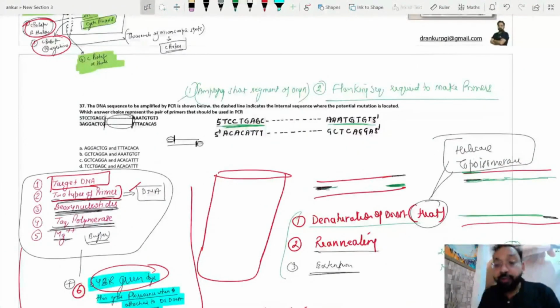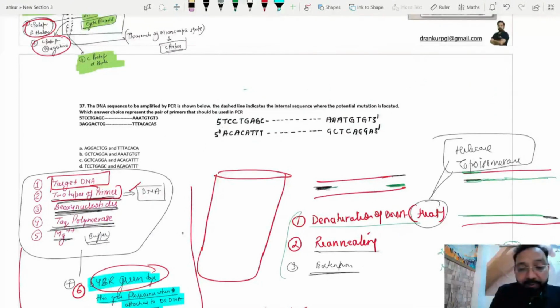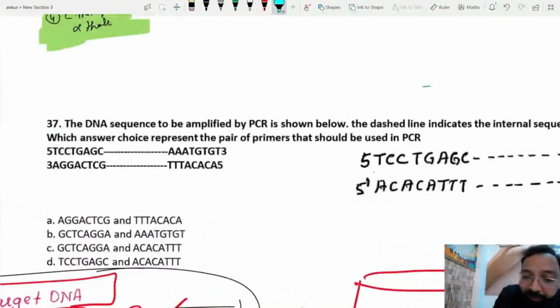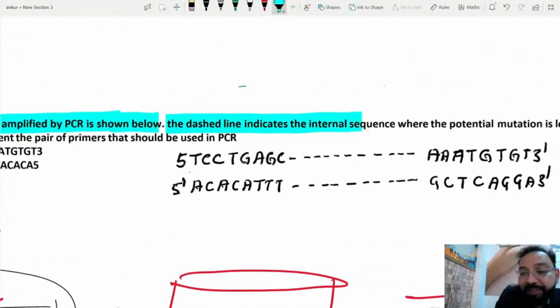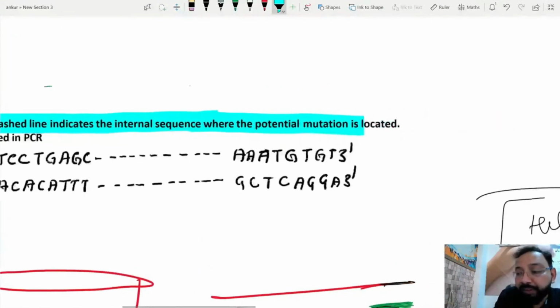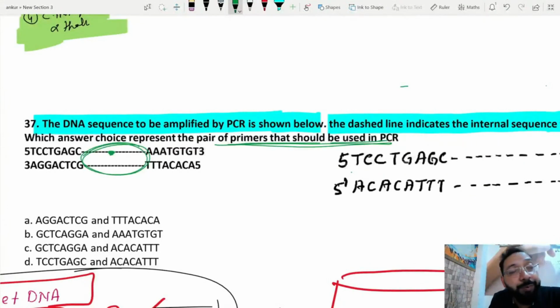Now a frequently asked question, once asked in our exam also: they give the nucleotide sequence of DNA and flanking sequence, and they ask the nucleotide sequence of the primer. The DNA sequence to be amplified by PCR is shown below. The dashed line indicates the internal sequence where the potential mutation is located. It means the mutation is located over here, and we want to amplify this portion. And they ask about two types of primer.